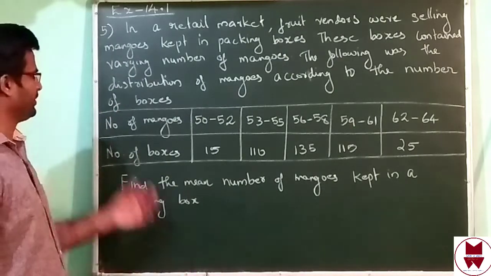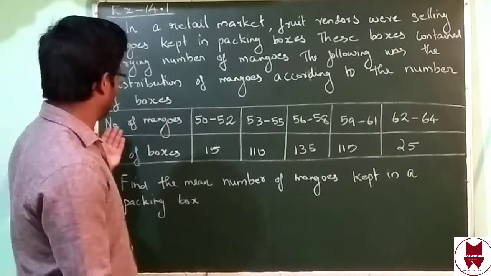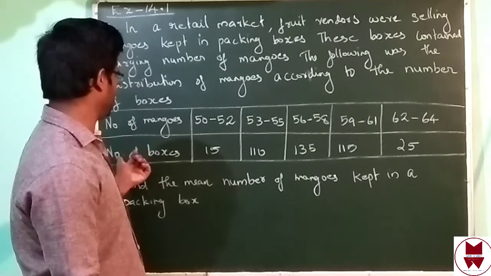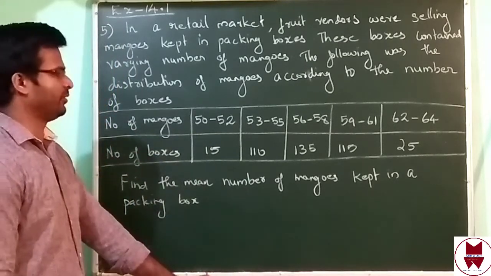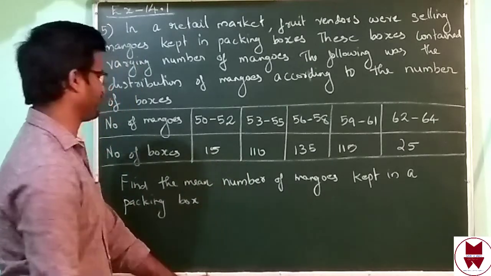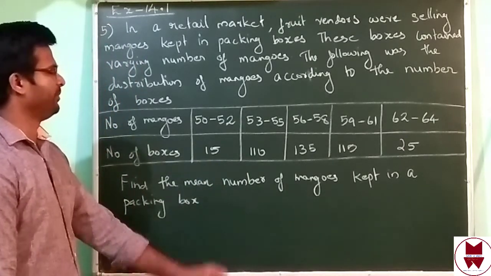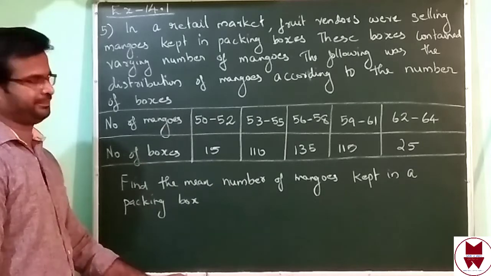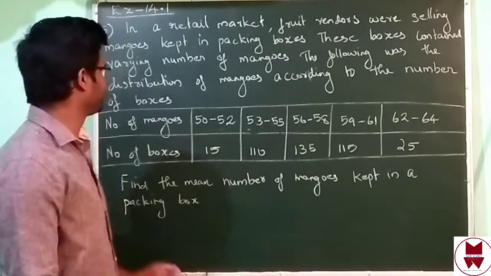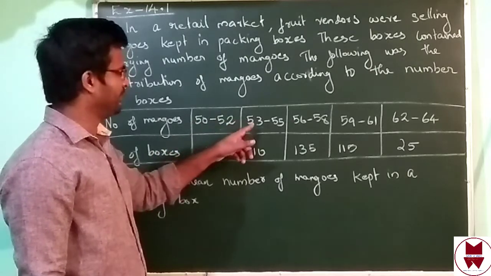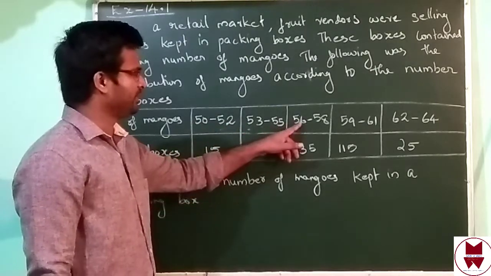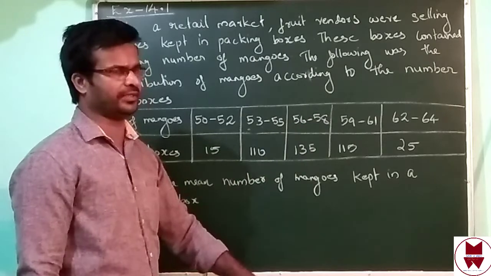Here one table is given. The first column is the number of mangoes and the second column is the number of boxes. Find the mean number of mangoes kept in a packing box. We have to find the mean of the given data. Now we can see this table. Number of mangoes: 50-52, 53-55, then 56-58.